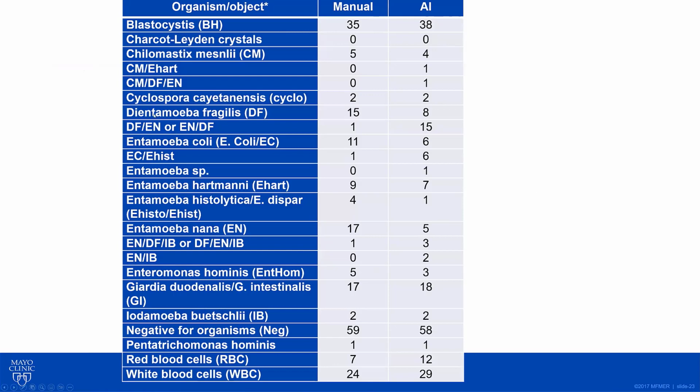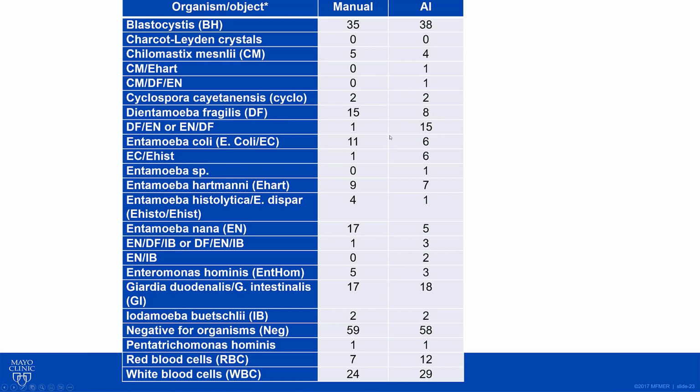One difference I will point out is you can see here, Dientamoeba fragilis, there were 15 detected by manual and only 8 by AI. But then you'll see that AI often grouped parasites together. For example, Dientamoeba fragilis and Endolimax nana, because they look so similar. And there were 15 detected here by AI and only one in manual.